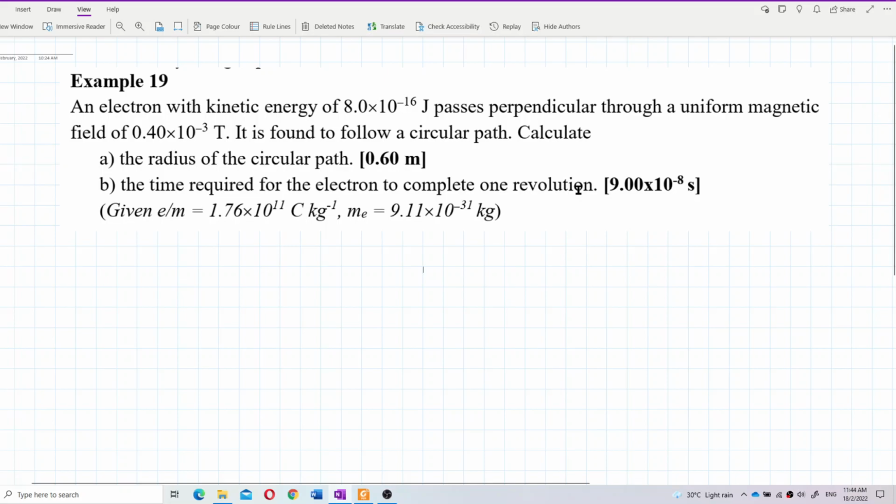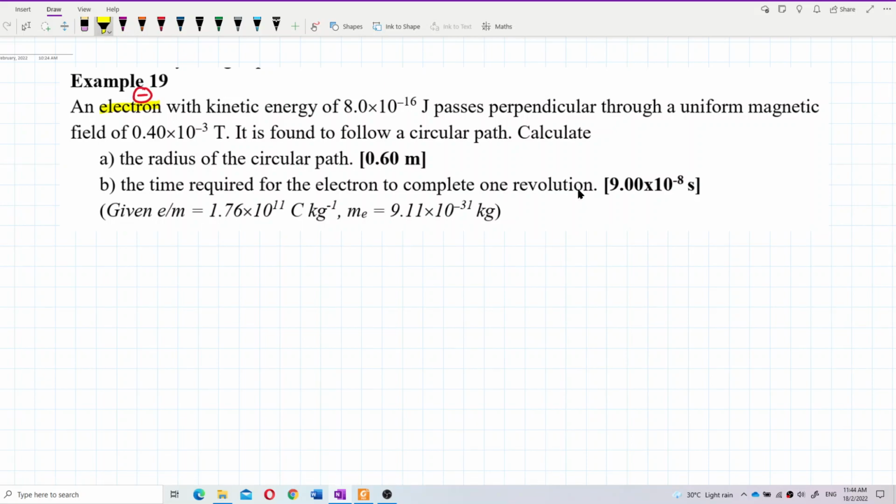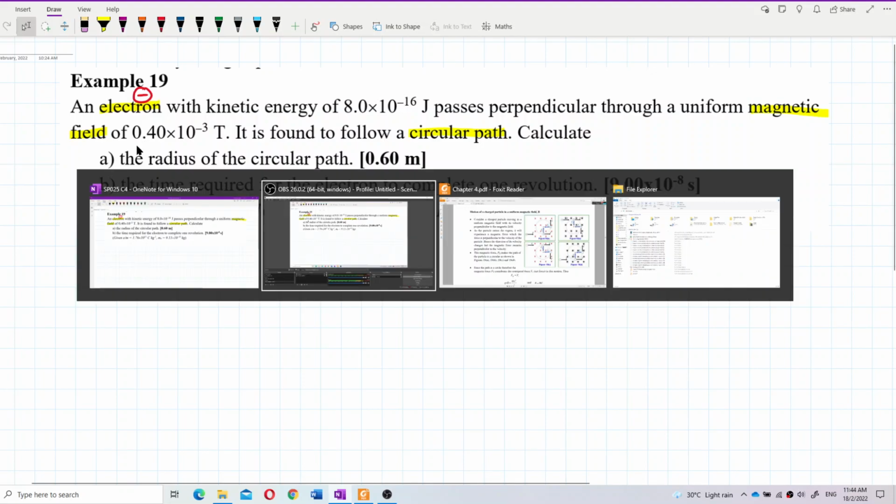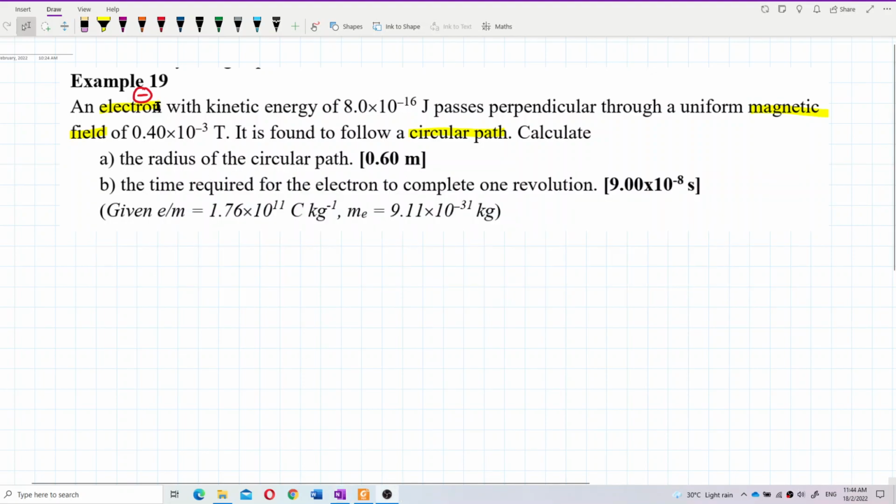Good. So this is about what? This is about a charged particle, an electron. An electron is a negative charge, and it passes perpendicular through a magnetic field. You have a magnetic field, and then you have a circular path. So this one is an electron's circular path in a magnetic field, which is about a charge moving in the magnetic field.